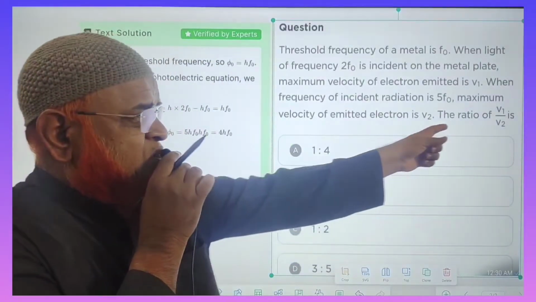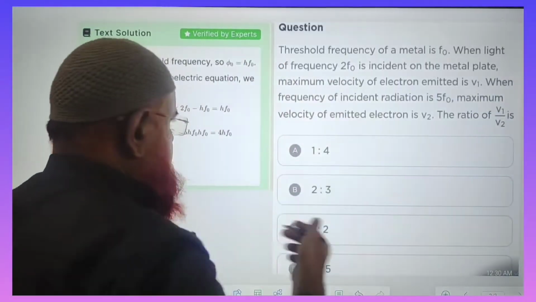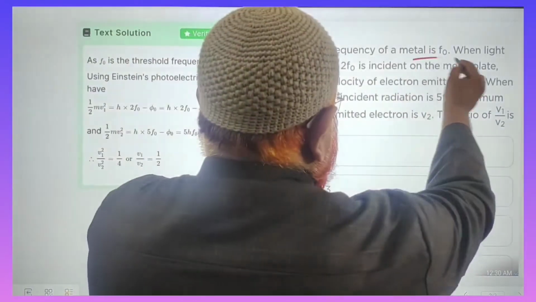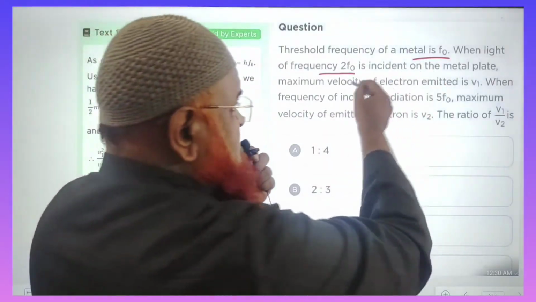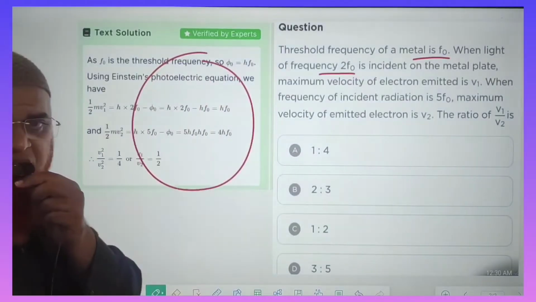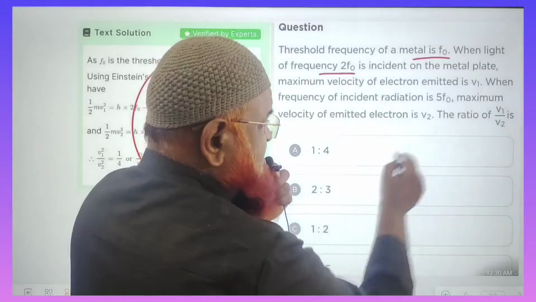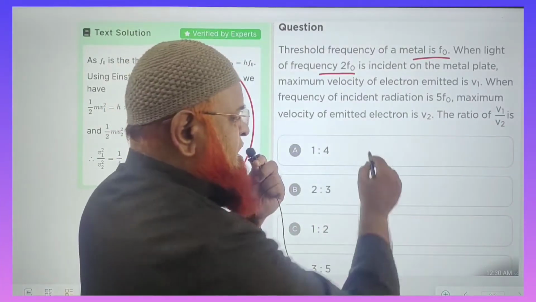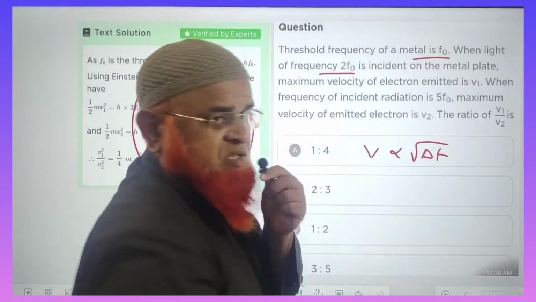He is asking us to find out the ratio of velocities. He has given the metal frequency and also frequency of an incident light ray. You can just see the lengthy methods given in the books. We can bypass this method. He's asking us to find out the velocity ratios. You can just take velocity is directly proportional to frequency difference.